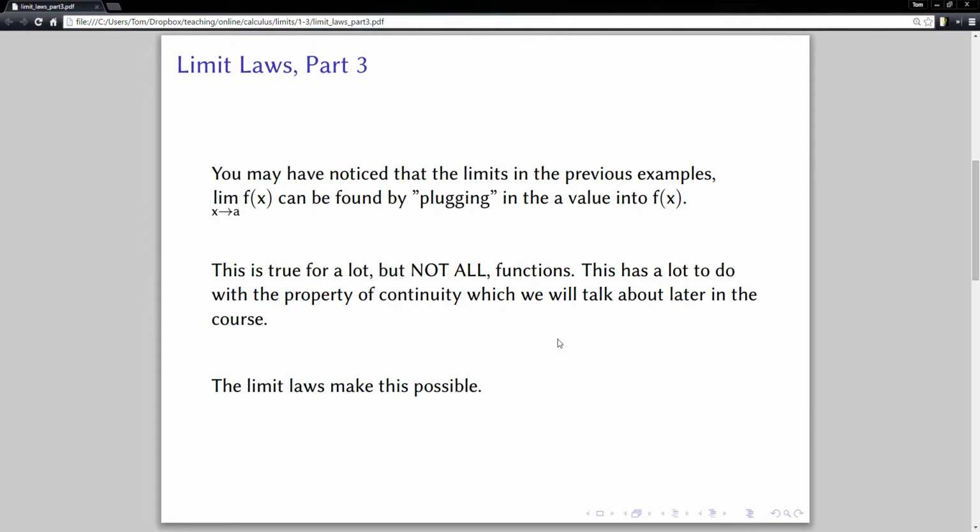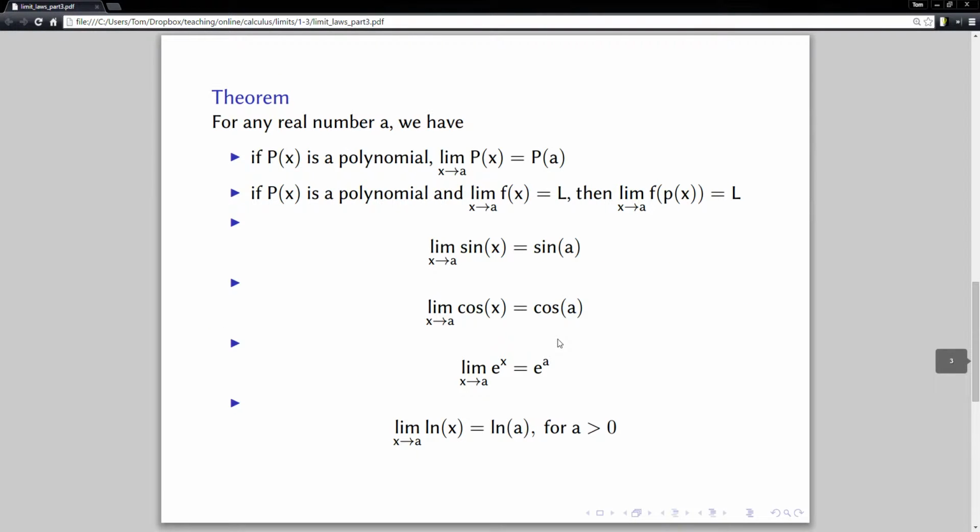So let's just take a look at the functions that you can do this for. Here this lists out a bunch of classes of functions that we can evaluate the limit just simply by plugging in. The first one we've already talked about before. If p of x is a polynomial, then the limit as x goes to a of p of x, you can get just by taking a and plugging it in for x. That's what this represents here, p of a. So just plug in the number for a polynomial.